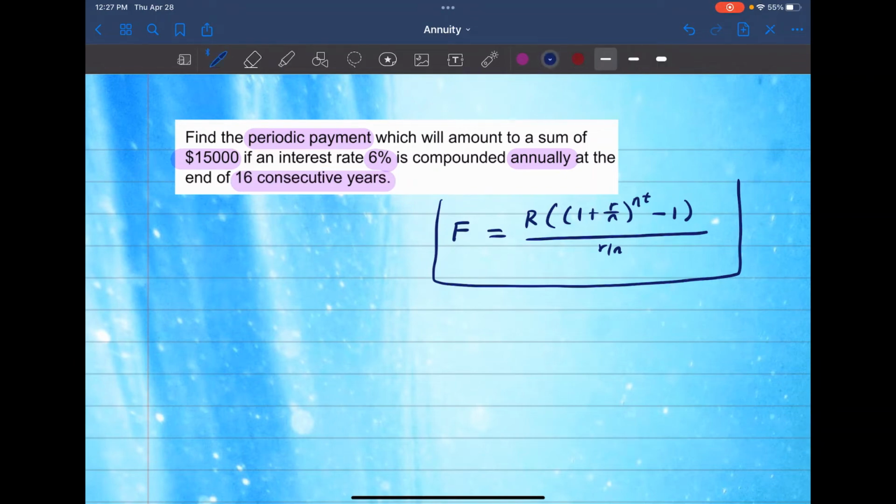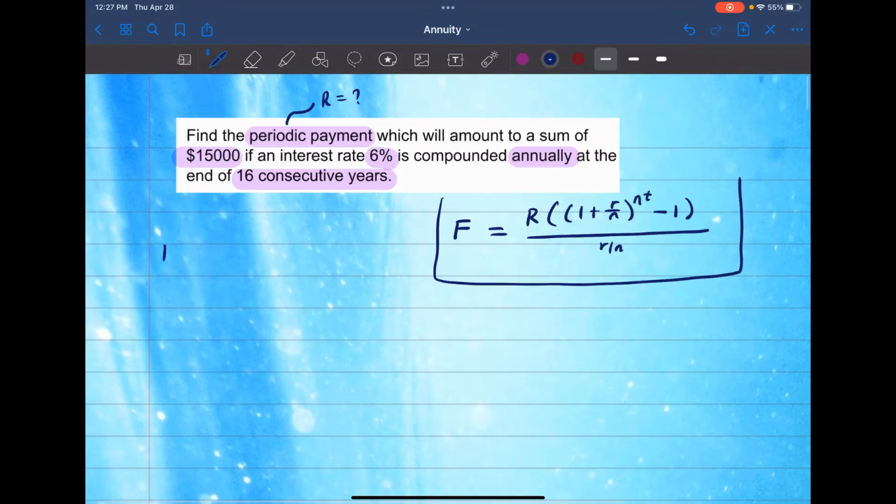All right, so we're looking for periodic payments. So periodic payments meaning big R. That's the question mark. So we know the future value. So we know the total sum happens to be 15,000. So this is 15,000 at an interest rate of 6%. So that's 0.06. It is compounded annually. So n is the number of times you're compounding. That's 1 for 16 consecutive years. So that means for 16 years. So let's go ahead and set this up.